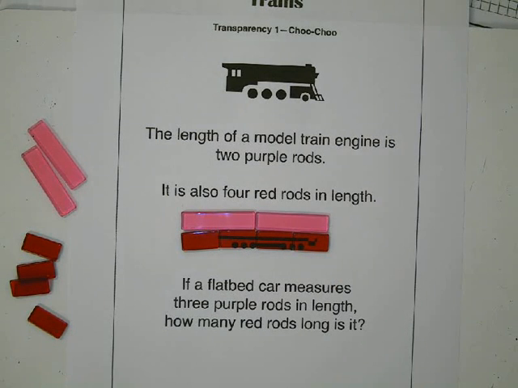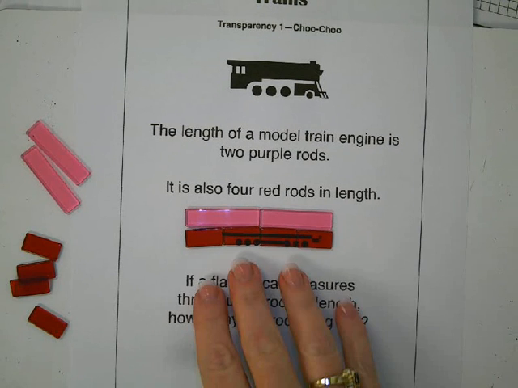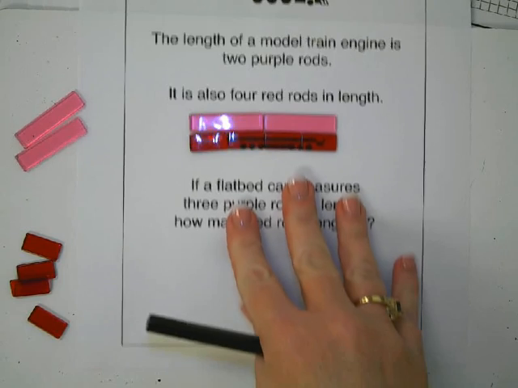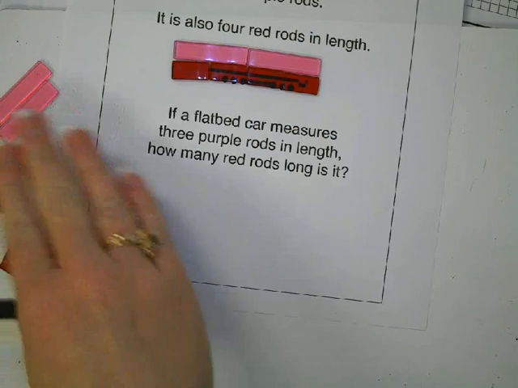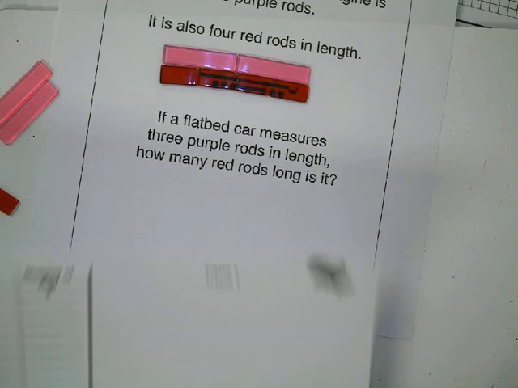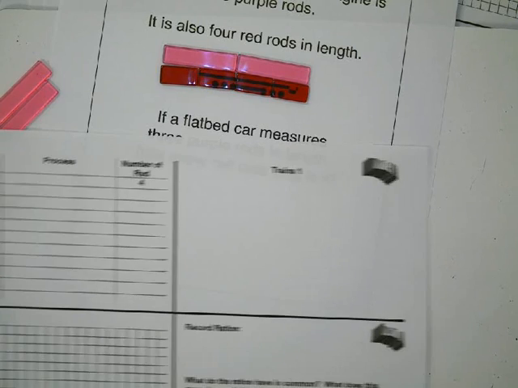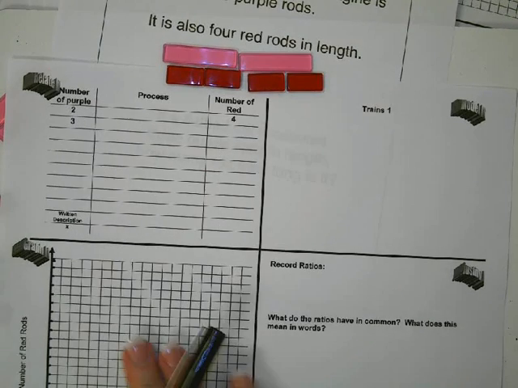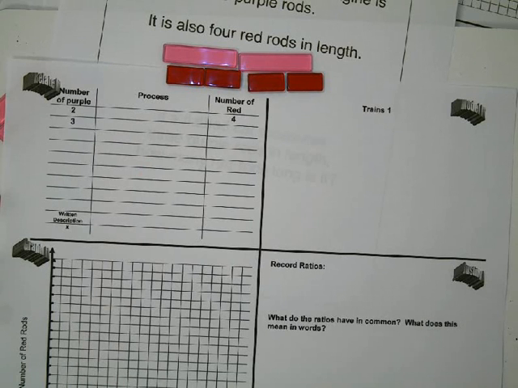So what I'm going to do is walk you through this paper that we're going to be working off of. I'm going to move these out of the way just for a second. This is similar to what you're going to see. Now this is called the 4-corner model because we've got 4 corners of work to do. Each corner has its own special purpose.